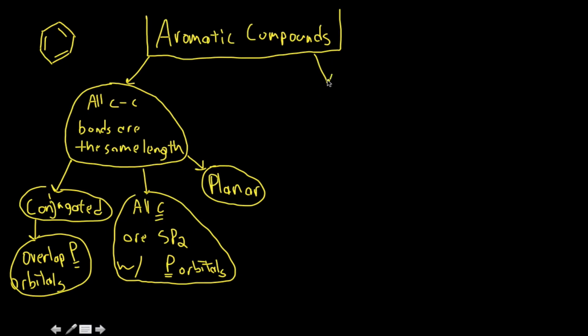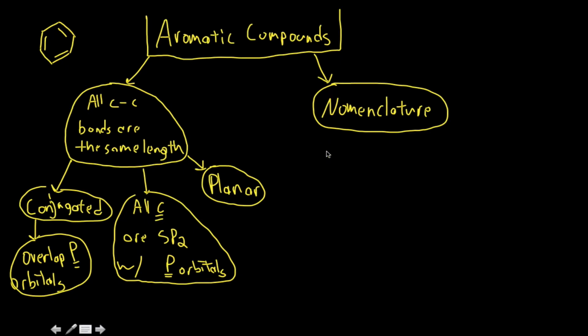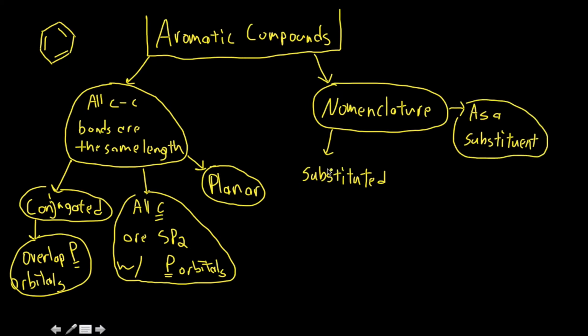Let's talk real briefly, though, about the whole nomenclature issue. Nomenclature of aromatic compounds. It's kind of confusing, kind of unusual, the way that it's put together. But there is a system when you have substituted aromatic compounds, and then when the compound itself is a substituent. Yeah, that's not the cleanest thing ever.